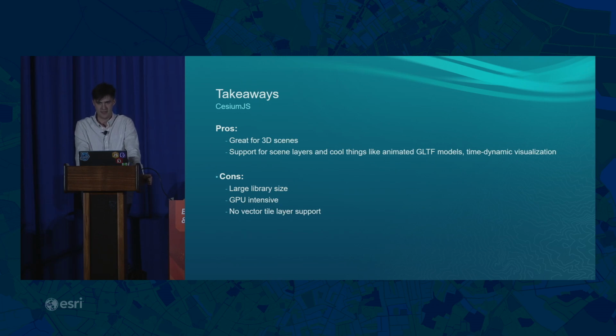You can do time dynamic visualization, so you could animate your airplane flying over your city if you wanted to do that. Use Cesium. The major con is that the library size is a lot bigger. It's slower than the other ones because it has to render a whole 3D world, and that also makes it pretty GPU intensive. And finally, we've said this like 10 times already, but there's no support for vector tile layers in Cesium, which is the major con.